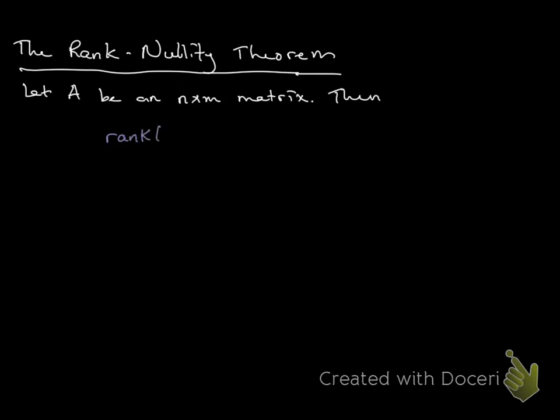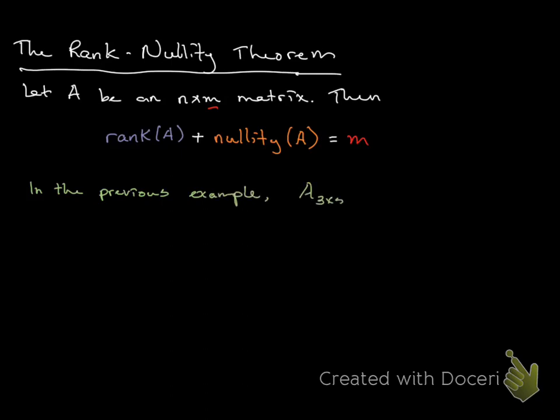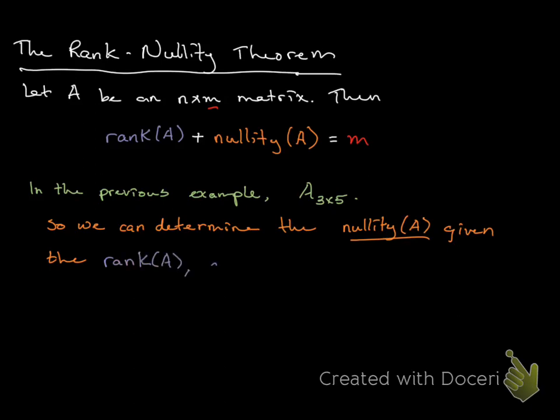Then the rank of A plus the nullity of A should be m, the number of columns. In the previous example, we were dealing with a 3 by 5 matrix. So we can determine the nullity or the rank given the other, and go back and forth. It's a nice theorem to have. We can always look backwards and forwards and make sure that everything lines up.